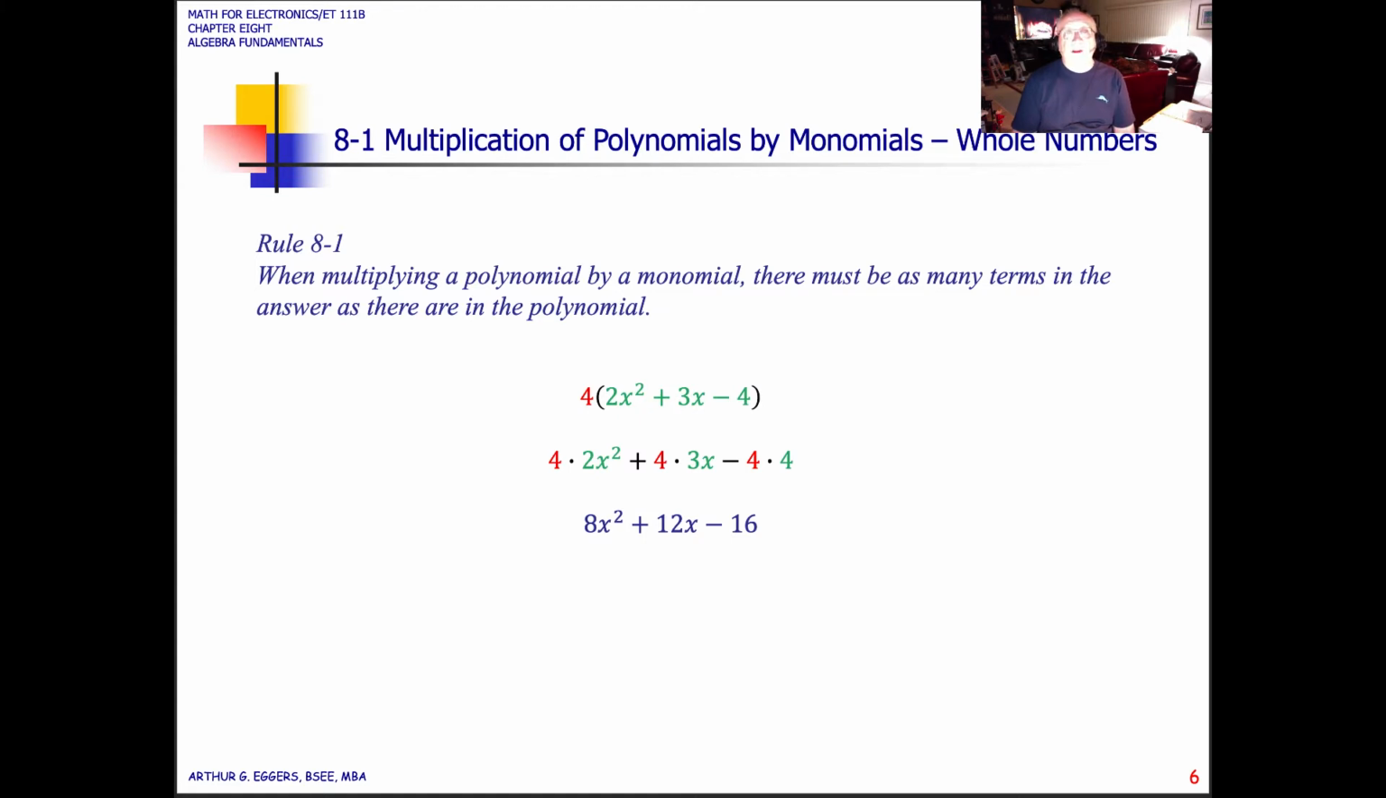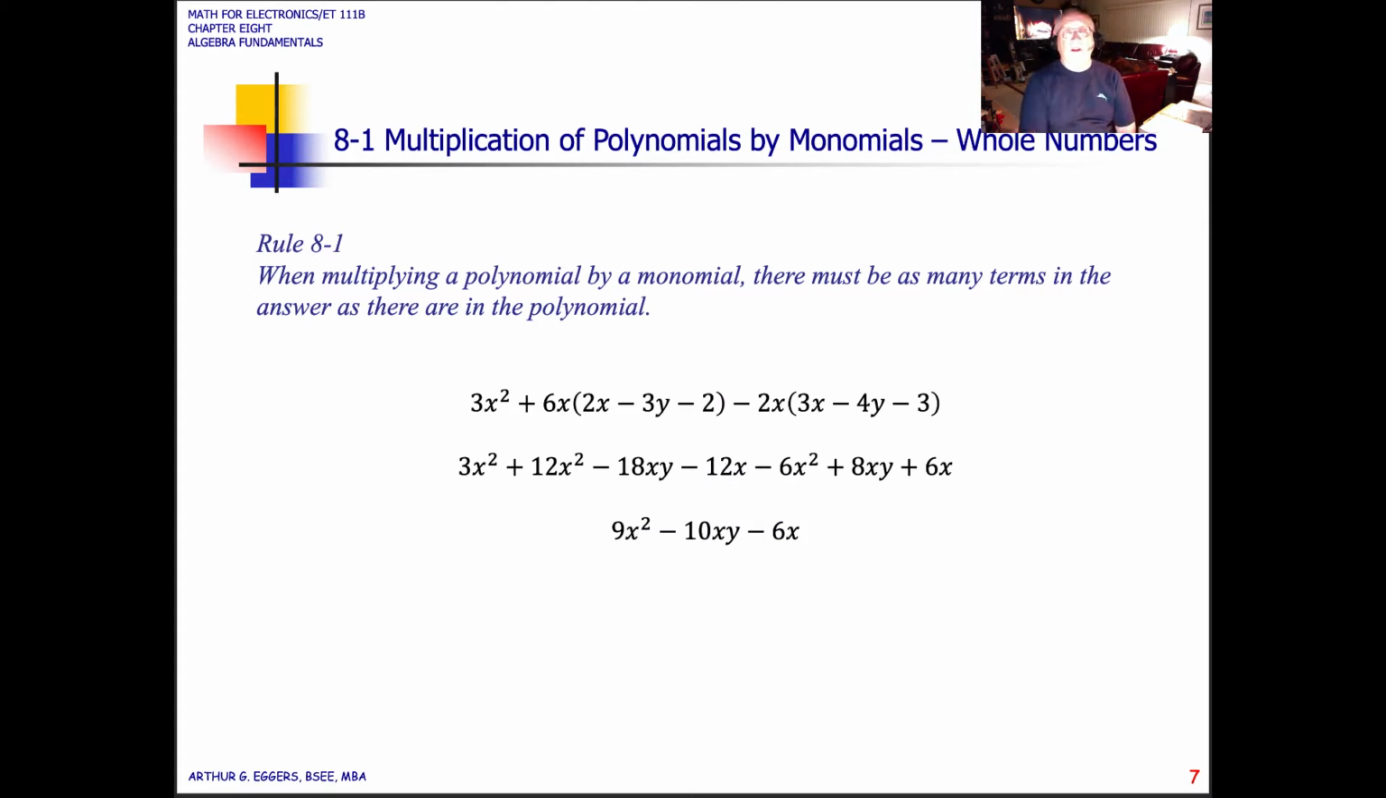Another example here. Now you can see we've got 3 terms, the 3 green terms inside of the parentheses. Each of those will be multiplied by the 4 outside of the parentheses. So we have 4 times 2x squared plus 4 times 3x minus 4 times 4. So again, we end up with as many terms in the answer as there are in the polynomial. 8x squared, 12x, minus 16.